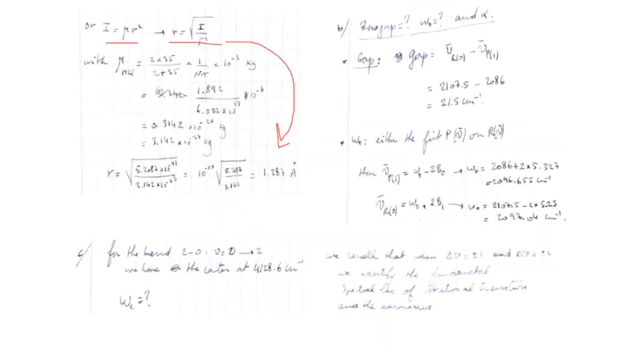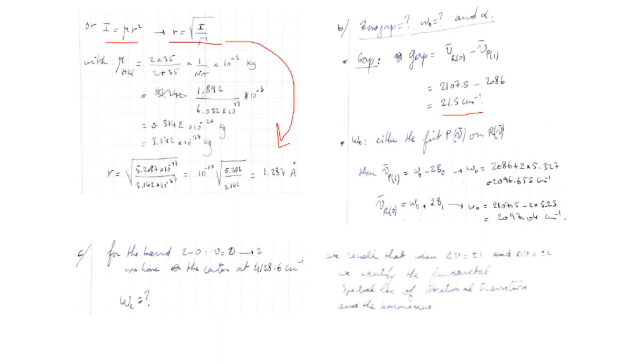So how can we determine that? Well, the gap is the difference between the spectral wave number of the first transition in the R branch minus the spectral wave number of the first transition in the P branch. You have these values, so just calculate them, it's a given result.